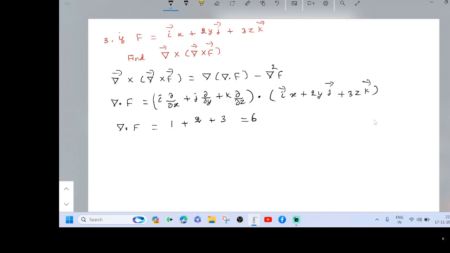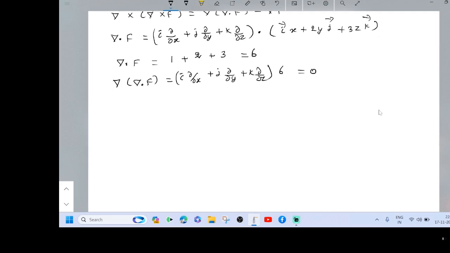Now find out grad of div f. Grad of div f equals i ∂/∂x plus j ∂/∂y plus k ∂/∂z of 6, which is equal to 0. Because it is a constant, if you allow the operator to operate on it, we get 0. Then come to our second step, del square f.